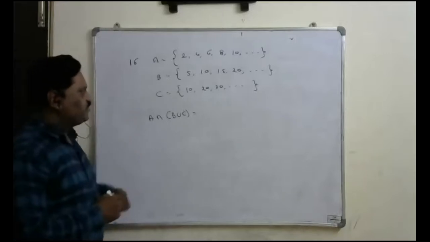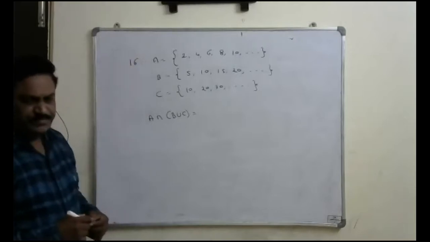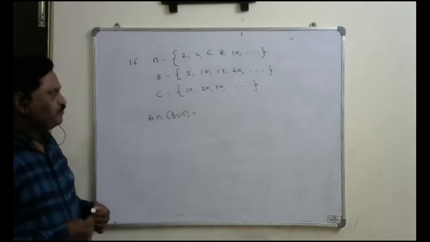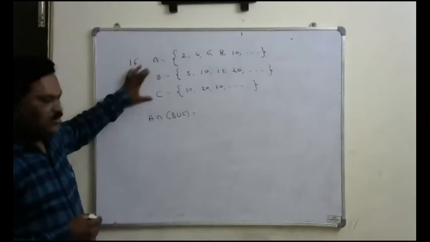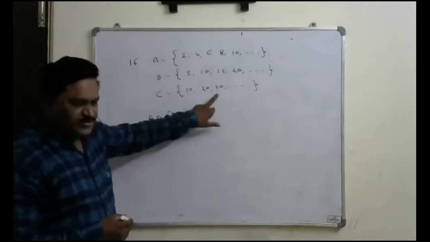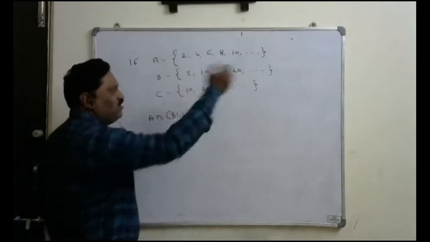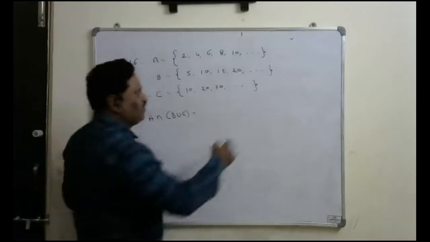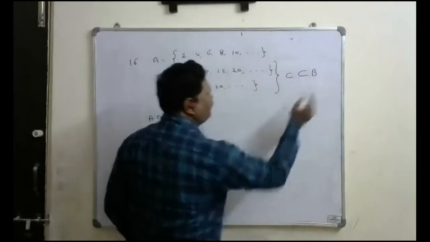Now if you observe this, in these two sets B and C, which is the bigger set? Which set will have more elements? B and C. C is 10, 20, 30, etc. So all these elements are also available in the set B. In the set B also 10, 20, 30 are all available. Means here C is a subset of B.